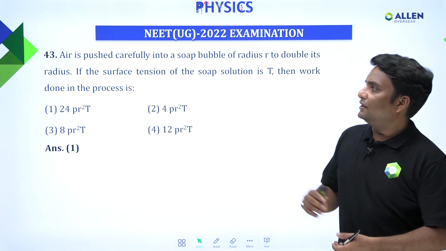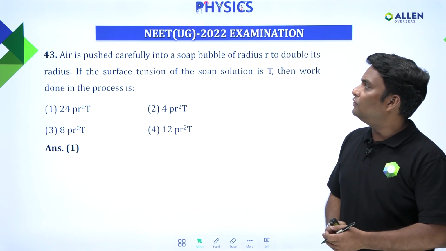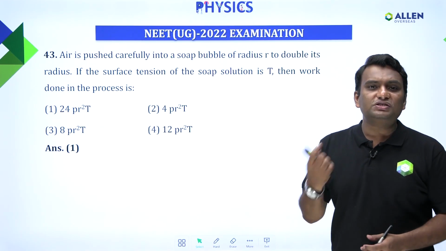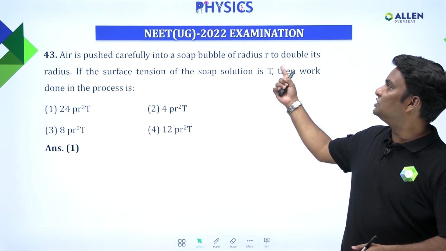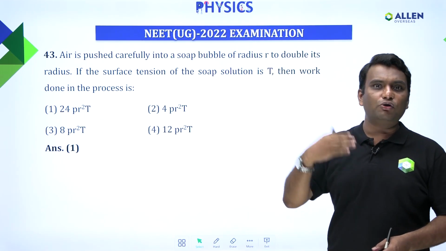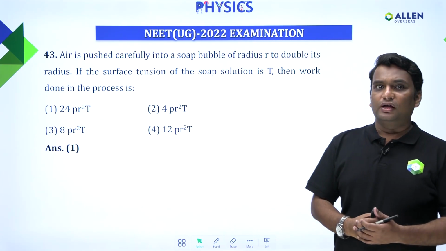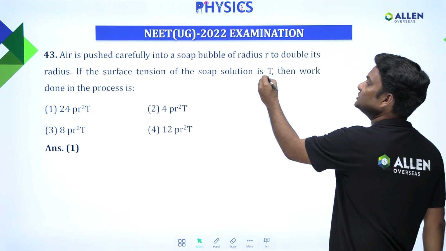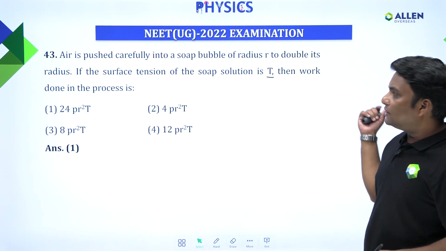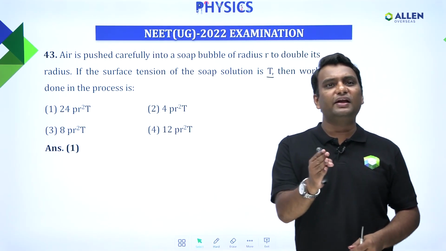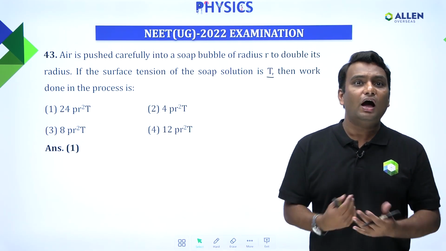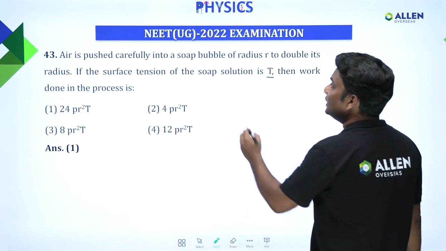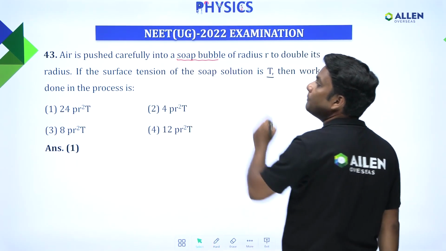Question number 43 says air is pushed carefully into a soap bubble whose radius is r, and due to this air the radius, which is initially r, becomes double. It means now it is becoming 2r. The question says if the surface tension of the soap solution is T, the work done in this process to increase the radius from r to 2r is going to be how much? Now one thing we need to observe very carefully, that we are basically dealing with a soap bubble.